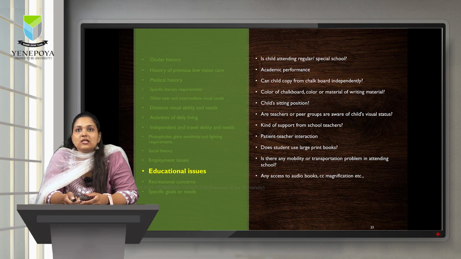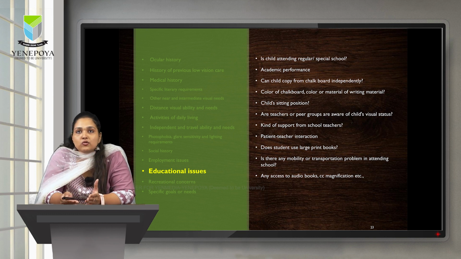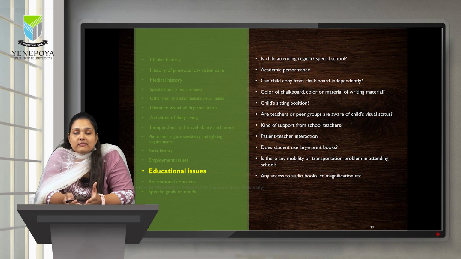Next is educational issues. This will come up mostly for the pediatric age category when they go to school. Is the child attending school regularly? How is his academic performance? Is academic performance going down because of the ocular condition?